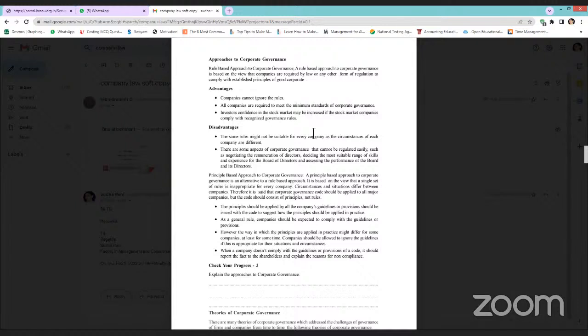This approach is beneficial in that way: they cannot ignore those rules, because they have adopted them, and they will carry on. So all companies are required to meet the minimum standards of corporate governance. Whatever external rules you adopt, apart from the company law, to be a good corporate entity, you will not ignore, you will follow. That enables the company to meet its minimum standards, and also meet the investors' confidence, which increases the stock value in the stock market. These are the advantages.